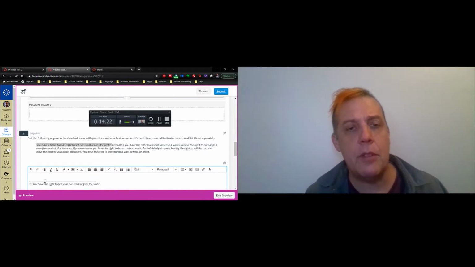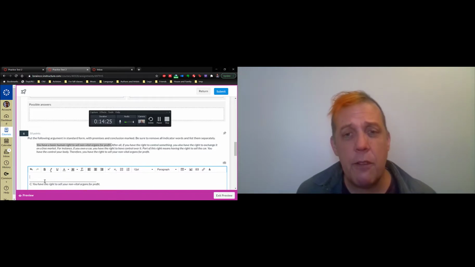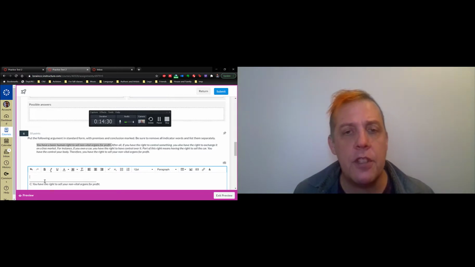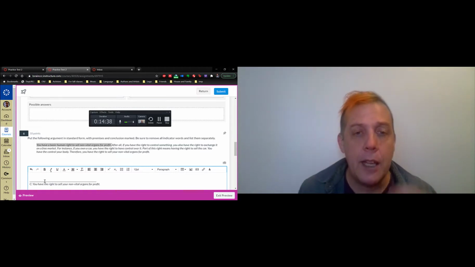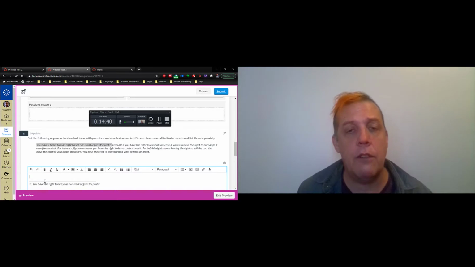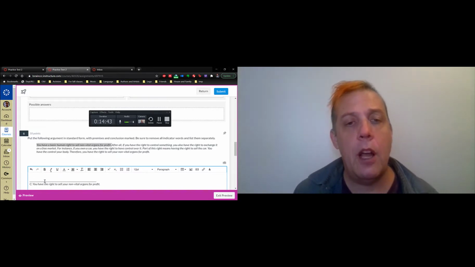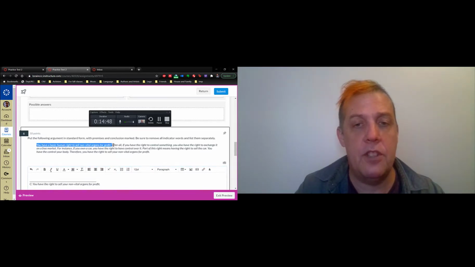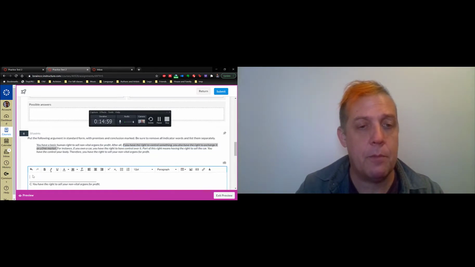And then the other statements are going to be premises. If you have a right to control something, you also have the right to exchange it on a free market. For instance, if you own a car, you have the right to control over it, and part of this means having the right to sell the car. You have control over your own body, therefore you have a right to sell your non-vital organs for profit. The example of the car here is really just a specific example of the general principle. If you have the right to control something, you have the right to exchange it on a free market. So we're going to copy that. That's the main premise.